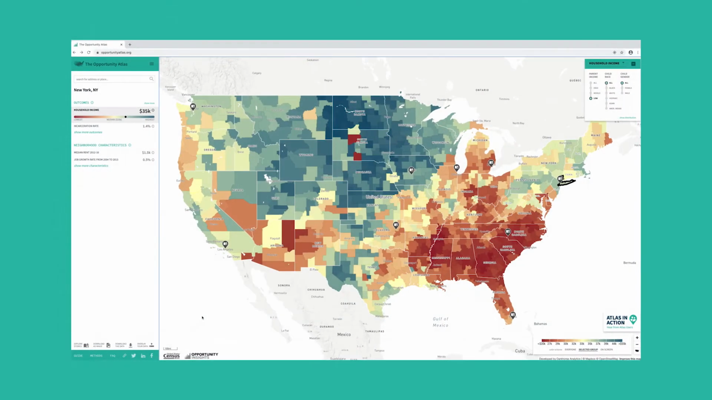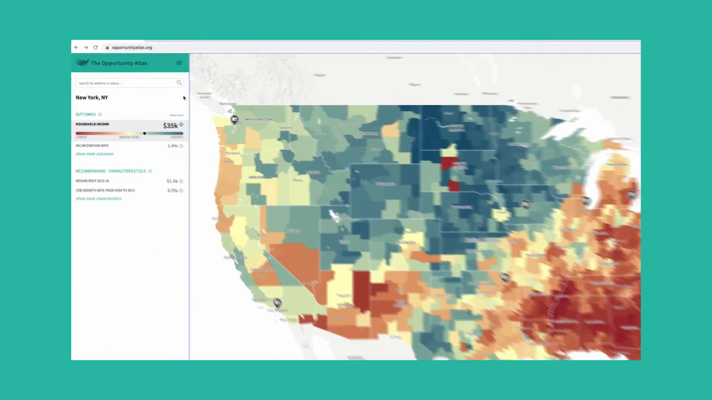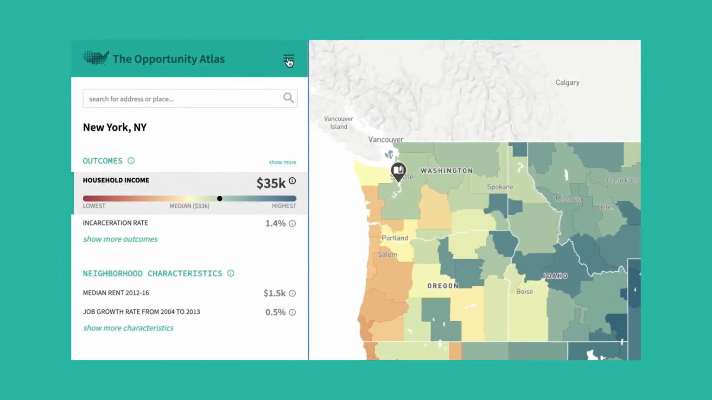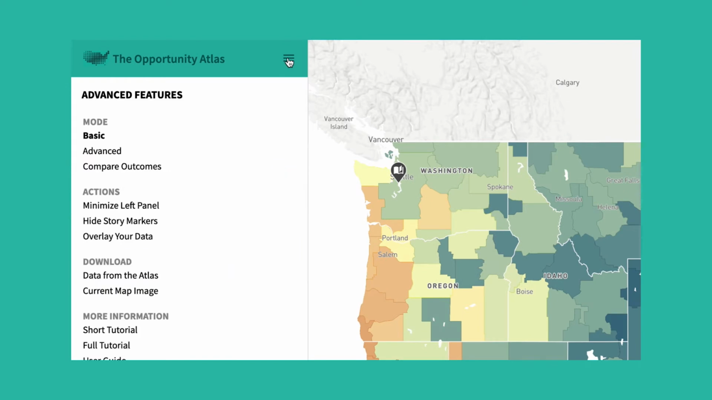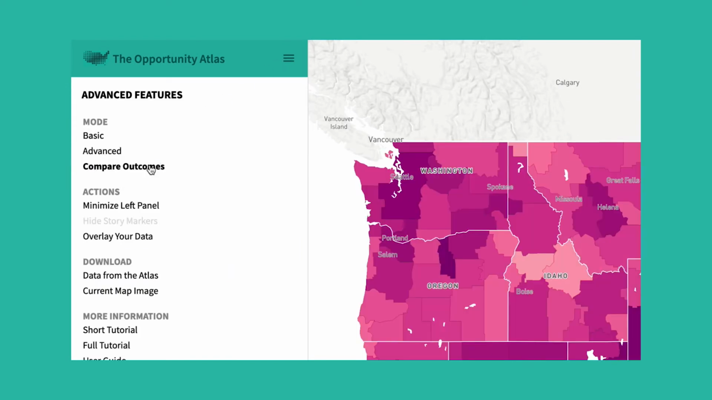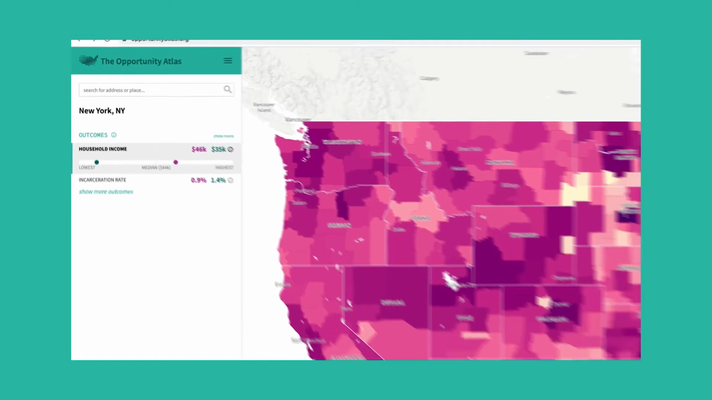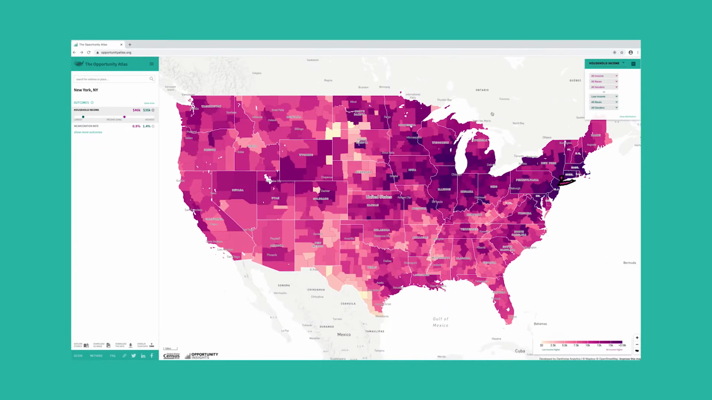Using the Opportunity Atlas Compare tool, you can directly compare two different groups of people to see how they differ across characteristics. To begin using the Compare tool, navigate to the top left-hand corner menu button on the left panel of the Atlas and click. From the drop-down, select Compare Outcomes.